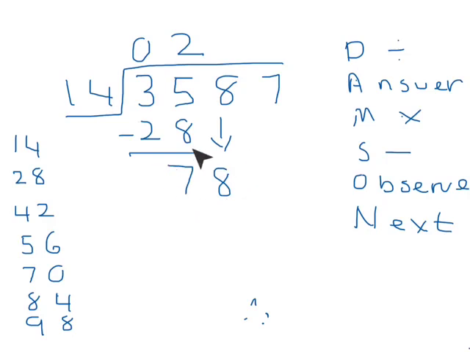Now this time we're dividing 78 by 14. How many groups of 14 can I get in 78? Well, the nearest I can make is 70. And that would be 1, 2, 3, 4, 5 groups of 14 is 70. So I can put my answer in here.